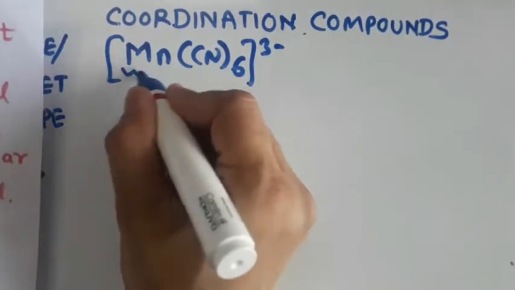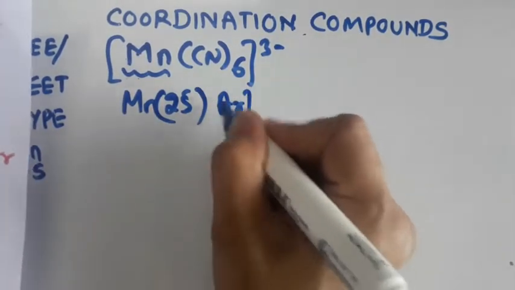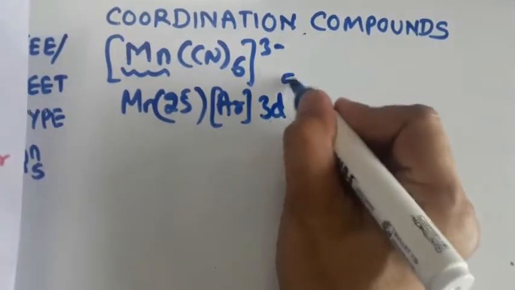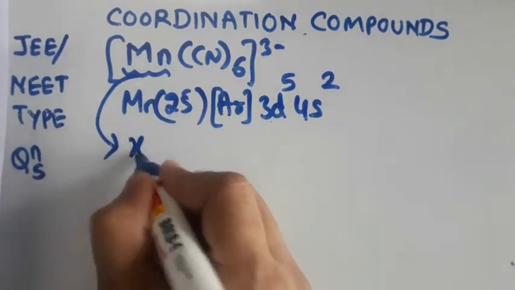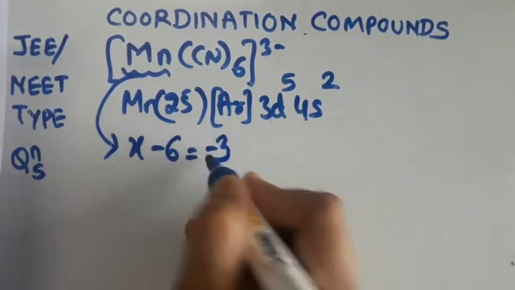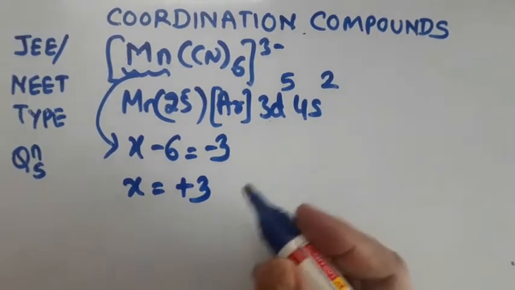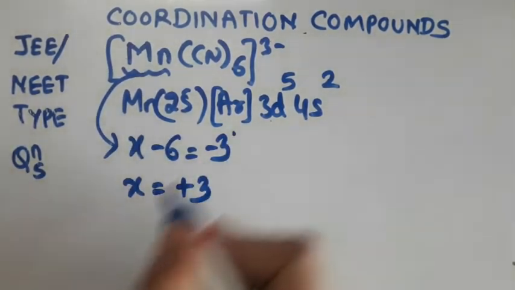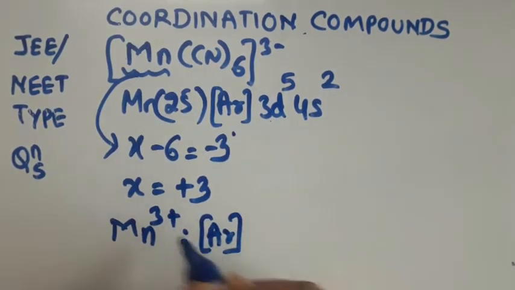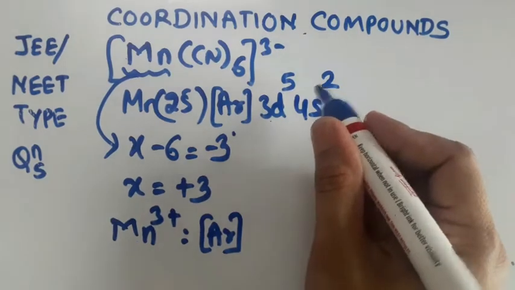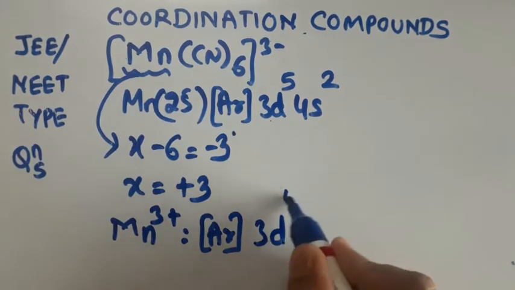Now atomic number of manganese is 25. So the electronic configuration would be argon 3d5 4s2. Now the oxidation state of Mn over here is x minus 6 is equal to minus 3, x is equal to plus 3. Okay students, now what we have to do is, if it is Mn plus 3, then what is the electronic configuration? If it is plus 3 it means 3 electrons have been lost. So 2 from here, 1 from here, so it is 3d4 now.